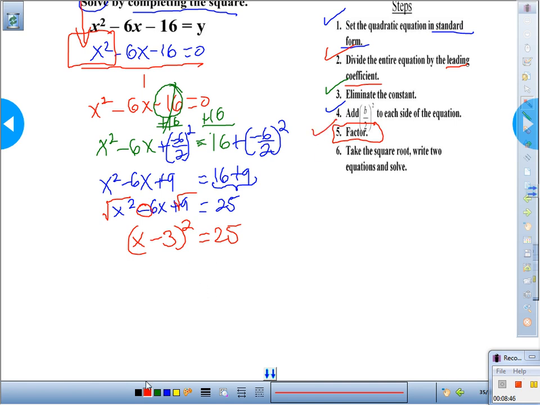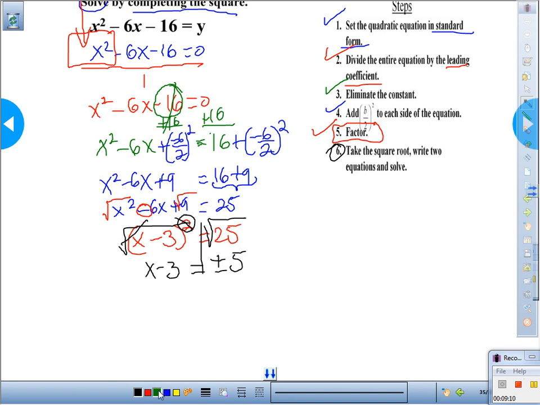Now I'm done with step 5. Now I'm down to the last step. Step 6 is basically solve for x. So, if I need to solve for x, I need to leave x by itself. How do I cancel this square? Square root. Whatever I do to one side, I do to the other. I'm left with x minus 3 equals plus minus 5.